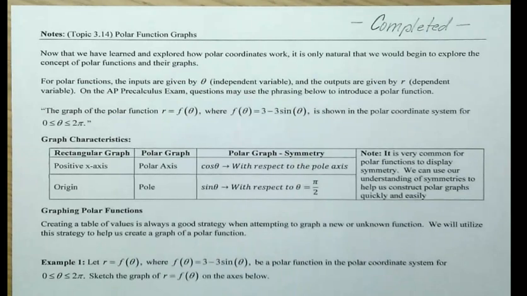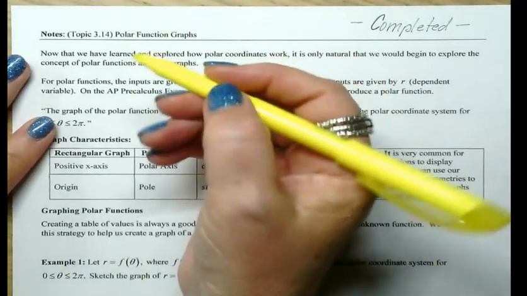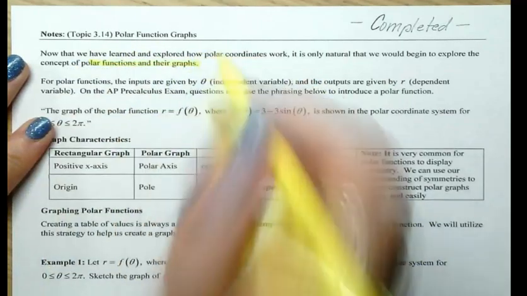Hello, tonight we're going to look at topic 3.14, polar function graphs. We studied polar coordinates in our last lesson. We learned how to plot polar coordinates, how to convert between rectangular and polar coordinates and vice versa, and we looked at what a polar coordinate would look like in the complex number system. So now that we've explored how those polar coordinates work, our next step is going to be looking at polar functions and their graphs.